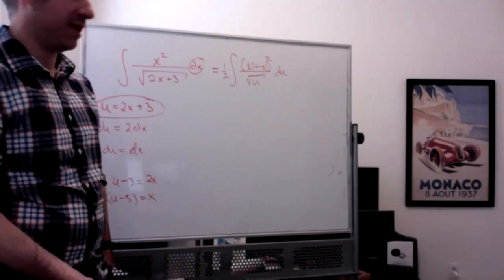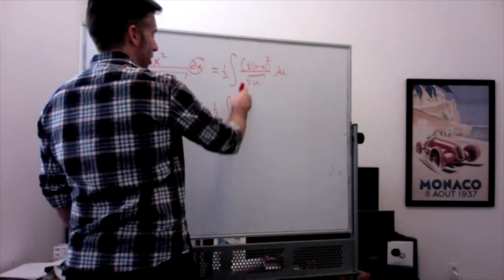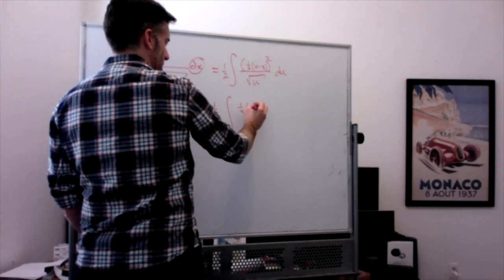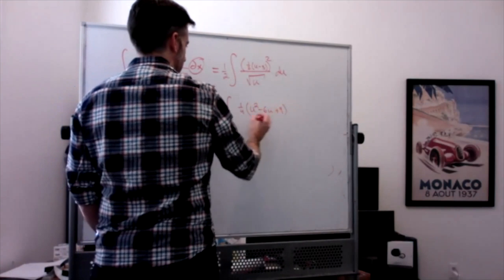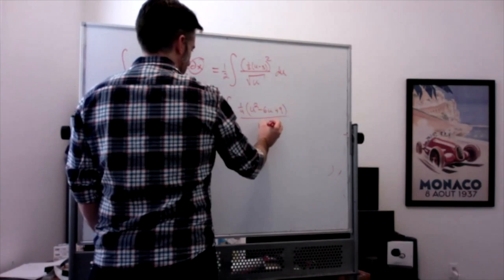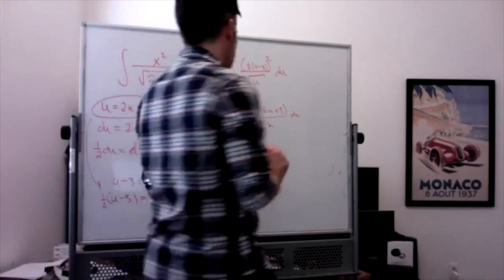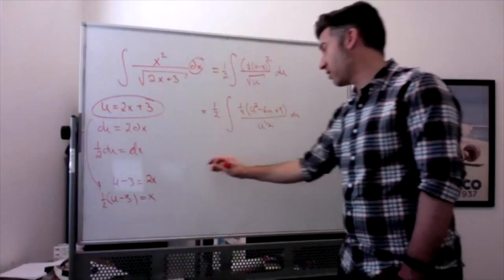And then we have to multiply it out. This is going to be 1/2 times the integral. 1/2 squared is 1/4, and u minus 3 squared is u squared minus 6u plus 9, all divided by u to the 1/2. I would factor out the 1/4. So 1/2 times 1/4 is 1/8.